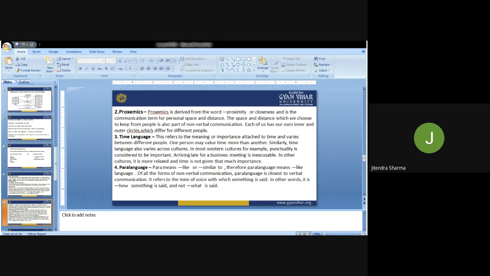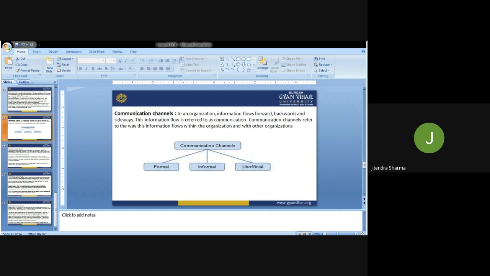Then the para language also. Para means like or similar to. Therefore, para language means like language. Of all the forms of non-verbal communication, para language is closest to verbal communication. It refers to the tone of voice in which something is said. In other words, it is how something is said and not what is said. So that is the situation with para language, where para means other.